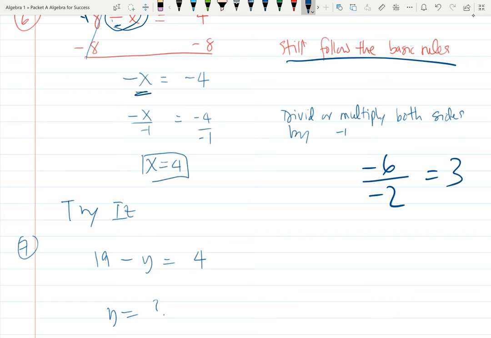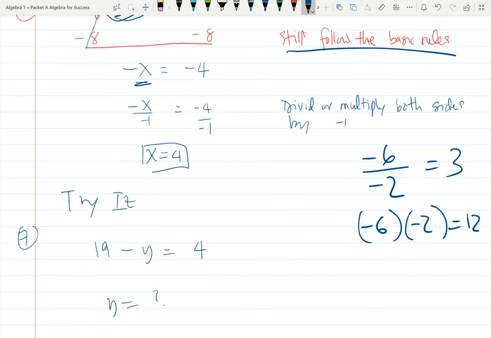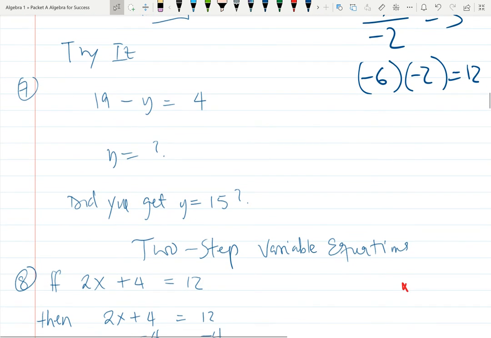Okay, if you have a negative number and you multiply by a negative number, the answer is positive. So negative over negative is positive. So x equals 4.